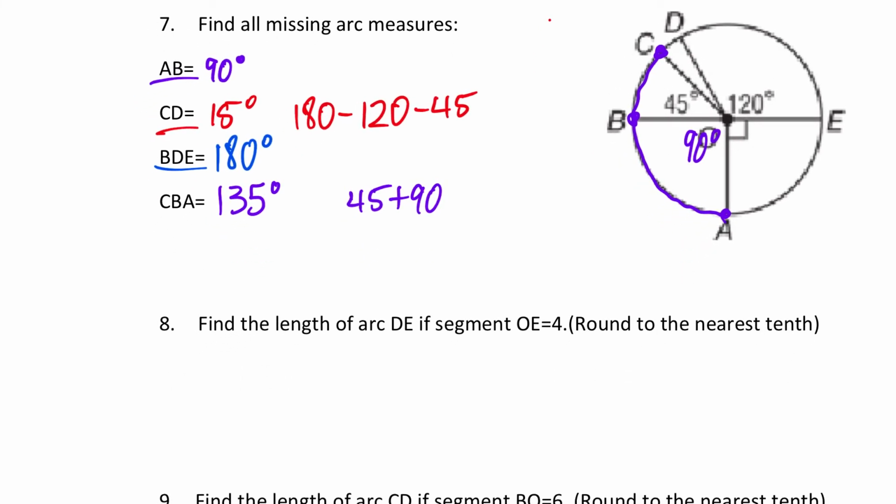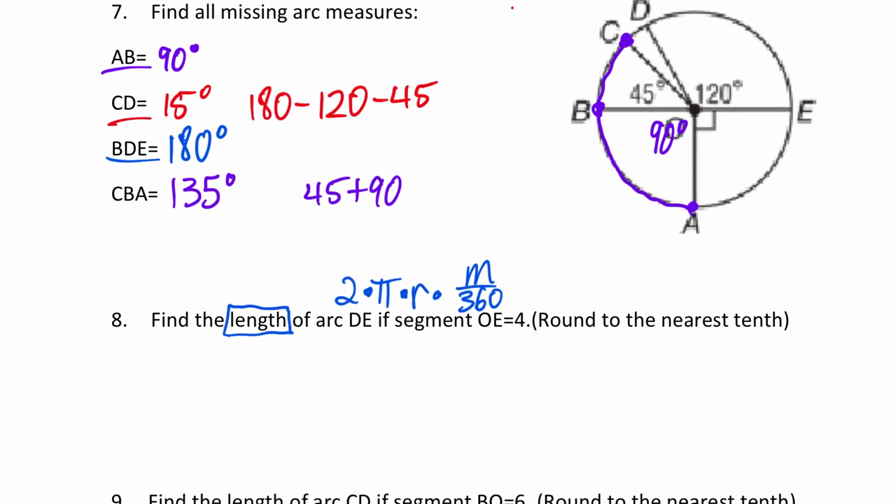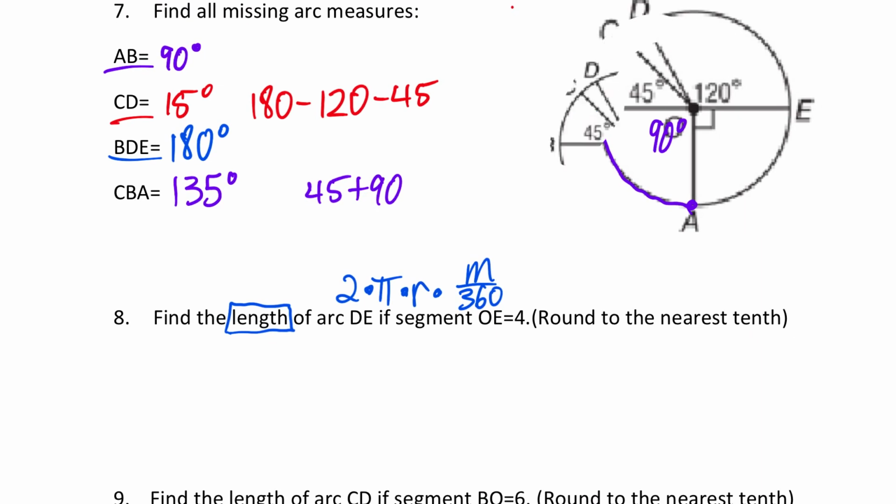Now the last two ask for the length, okay? So I gave you this formula yesterday. Here it is again. Length is 2 pi r times m over 360. So what does the r stand for? The radius, so we'll find that. And then m, what does this m stand for? It stands for the measurement of the angle.